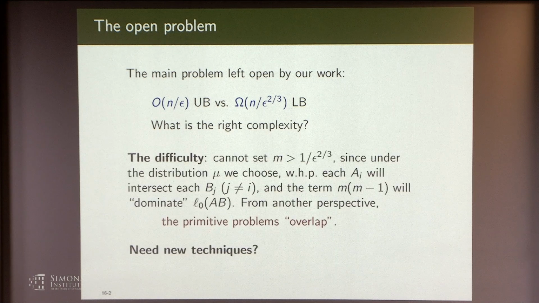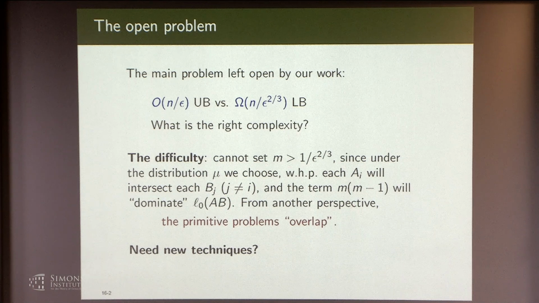The difficulty here is that we cannot set m to be larger than 1 over epsilon to the power 2 over 3, because under the hard distribution we chose, exactly as I mentioned, each A_i will intersect with each B_j, j not equal to i, with high probability.